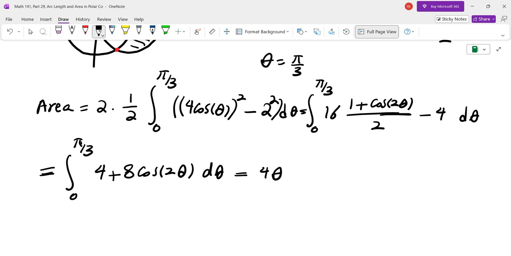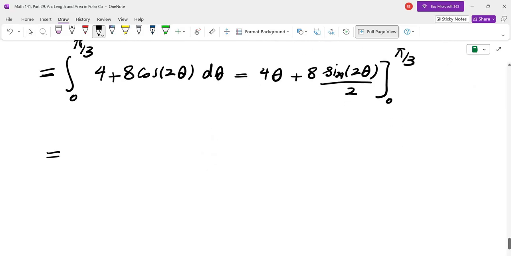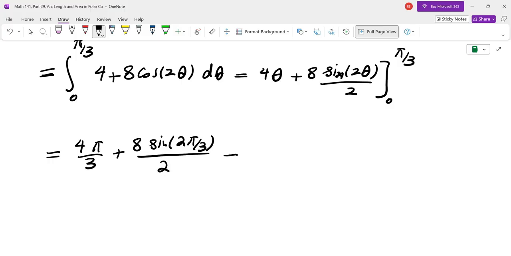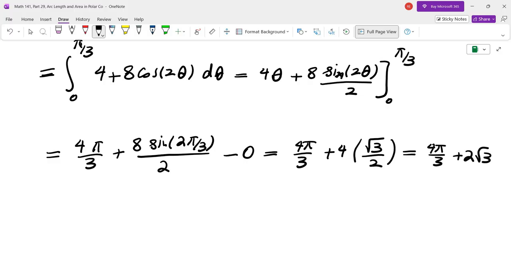Integral of 4 is 4 theta. Integral of cosine is sine, and then because of the chain rule, I'll have to divide it by 2. That's from 0 to pi over 3. Let's plug in pi over 3. We get 4 pi over 3 plus 8 sine of 2 pi over 3 divided by 2, and then minus 4 times 0, sine of 0, all of that is 0. So this would be 4 pi over 3 plus 4 times sine of 2 pi over 3, which is root 3 over 2. So the answer is 4 pi over 3 plus 2 root 3.